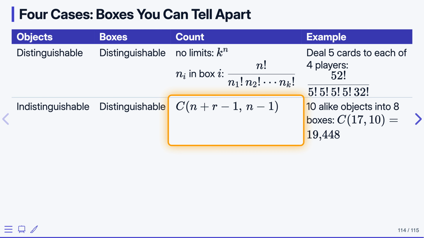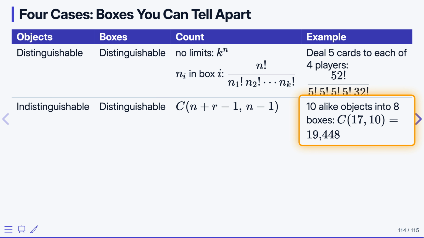Case 2, indistinguishable objects into distinguishable boxes. This is stars and bars. The count is C of n plus r minus 1, n minus 1. For example, 10 alike objects into 8 labeled boxes gives C of 17, 10, which is 19,448.